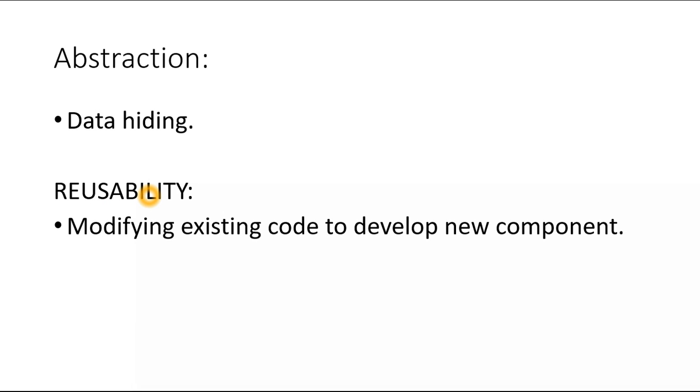Last one is reusability. Reusability means modifying the existing code to develop a new component. The best example for this is the Windows operating system. There are many examples, but I am taking the Windows operating system. Earlier we used Windows 7 and Windows XP. Now we are using Windows 10 and Windows 8.1. How are we getting Windows 10?